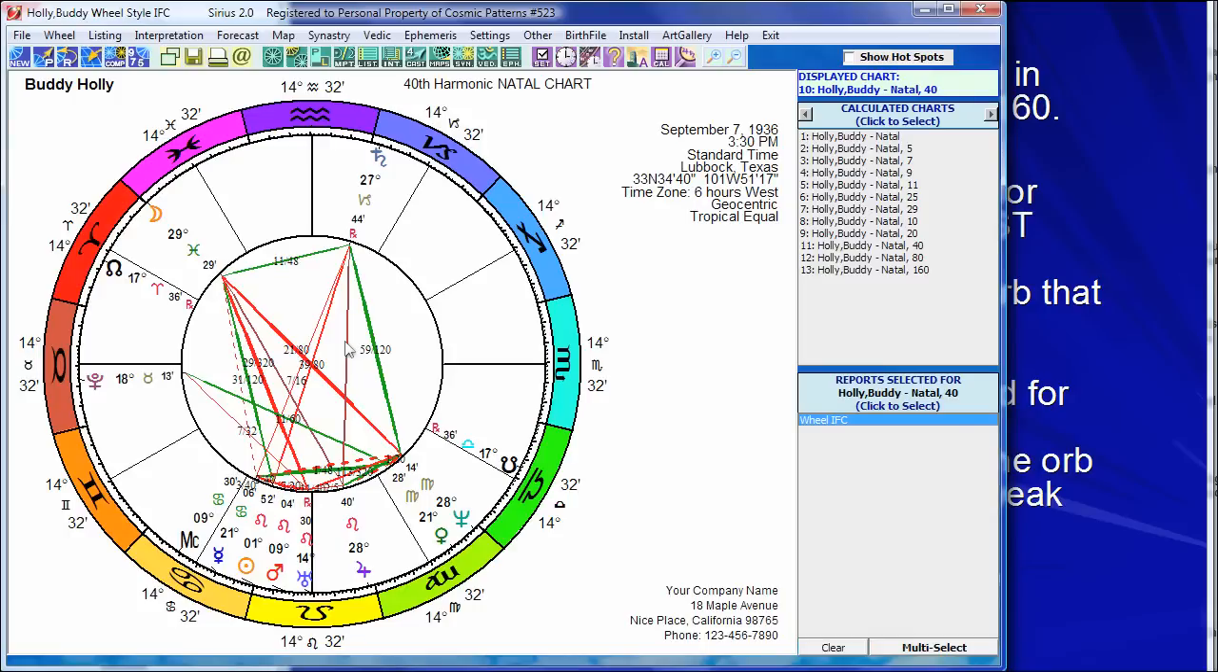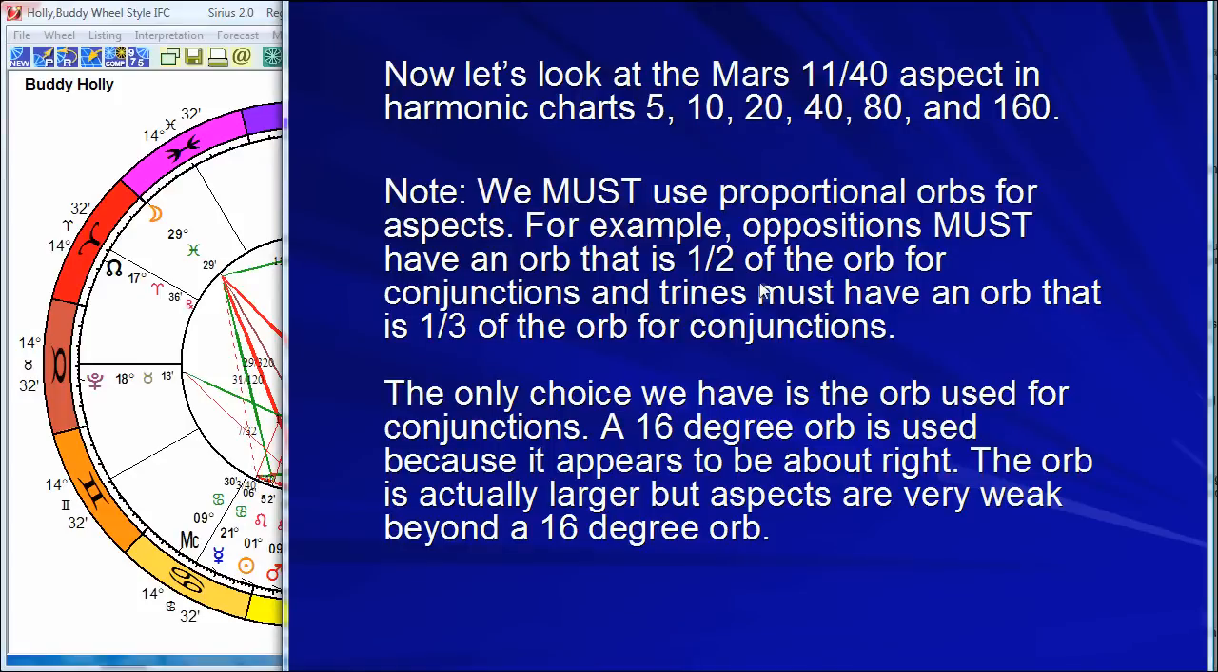The zoom level is just, as I said before, everything is in the natal chart. All we're doing is getting diagrams. These harmonic charts are just diagrams to see what's in the natal chart. So it means the aspect won't appear and then disappear just because I've used different orbs. So the only choice we have with orbs using harmonic theory is what orb we use for conjunctions.